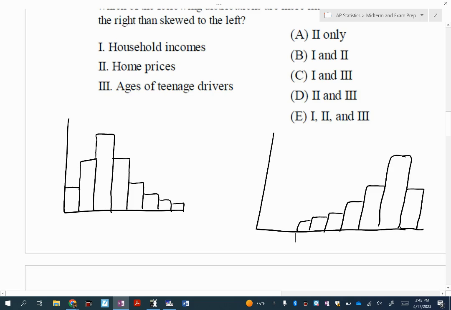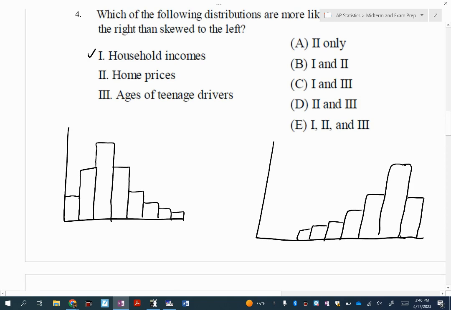Which one would it more look like? The one I just drew? You think it'd be this one? That a lot of people are making a good amount of money with a lesser amount making not much money? Unfortunately for our society, it is this way, where we have most people making not a ton of money and then a very few amount of people making a lot of money. So it would be skewed to the right. So this one's going to be okay.